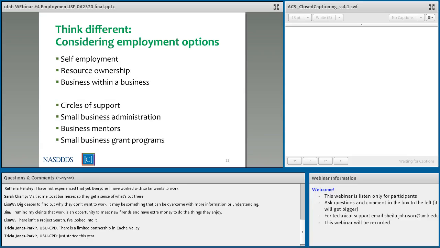I wanted to take just a second to talk about thinking differently, and it relates both to people who are interested in work and people who want to change in their work situation. We don't always think about it, but there are some wonderful examples out there of self-employment or alternatives to self-employment, like resource ownership, business within a business. I'll talk about examples of some of those things in a sec. That may mean wrapping different kinds of supports around people than we usually do. Circles of support that can help people brainstorm and put together a business plan, Small Business Administration supports, business matters, small business grant programs.